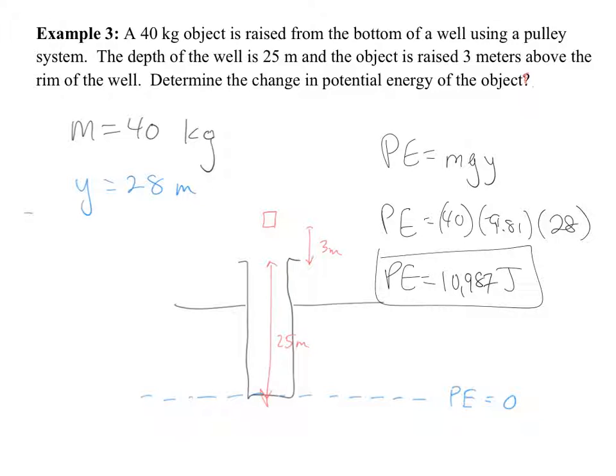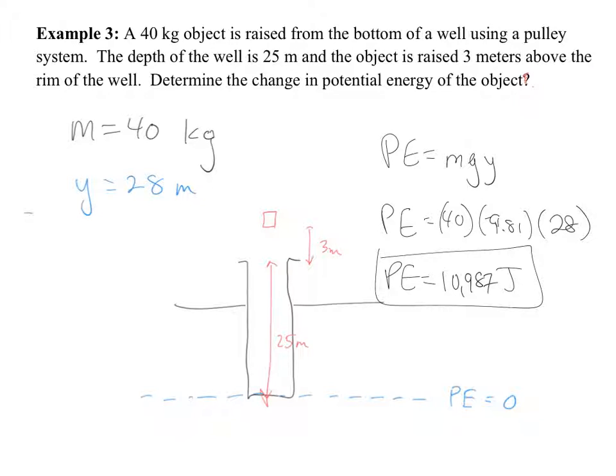Okay, I want to get to one that's a little more complicated than this, but does anyone have a question first? The object starts at the bottom of the well. It moves 25 meters up. It then moves an additional 3 meters above the top of the well, moving a total distance of 28 meters vertically. So its vertical displacement is 28 meters, and it is positive.